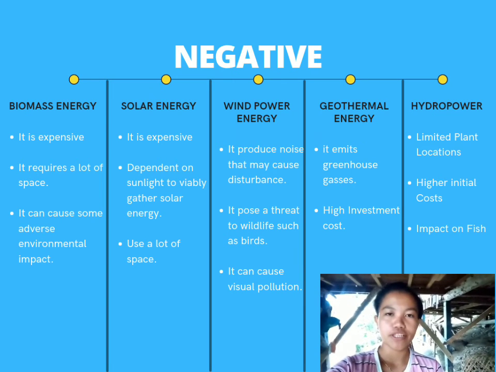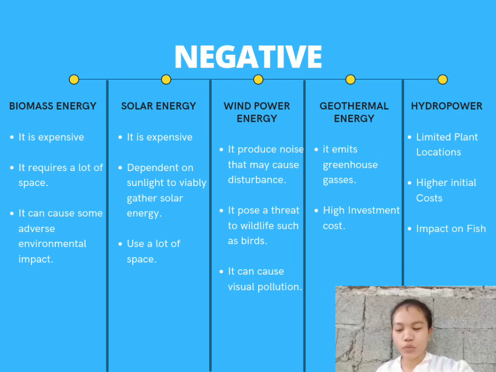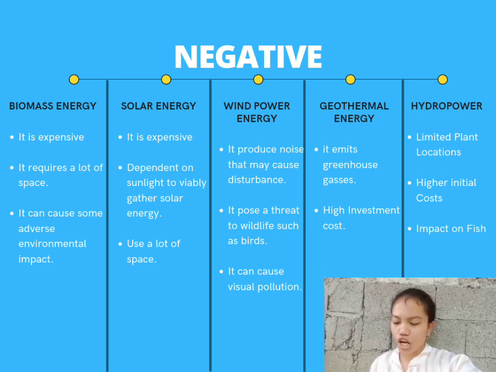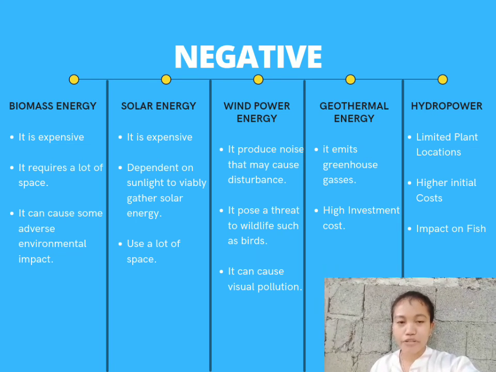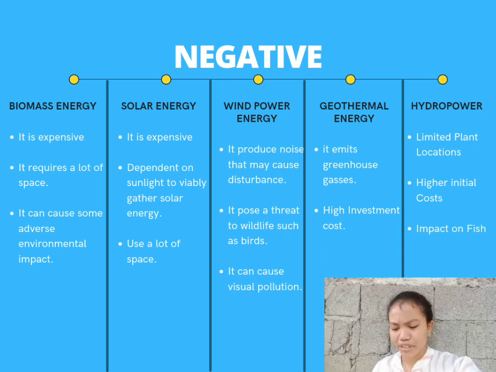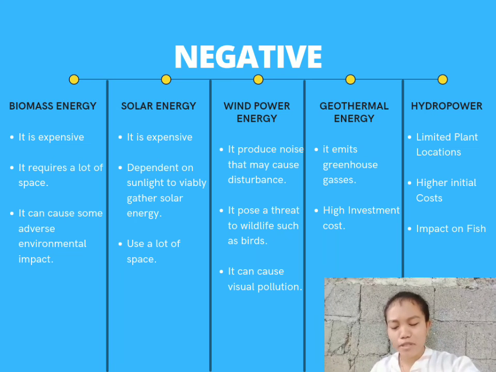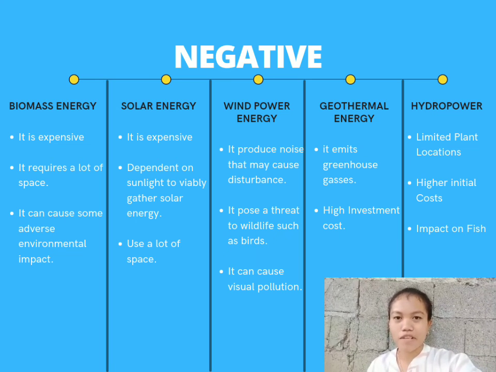Negative impacts of advanced energy technology in the society. First one is the biomass energy. It is expensive. It requires a lot of space. It can cause some adverse environmental impact. So biomass energy is not entirely clean. It can lead to deforestation. Biomass plants require a lot of space.